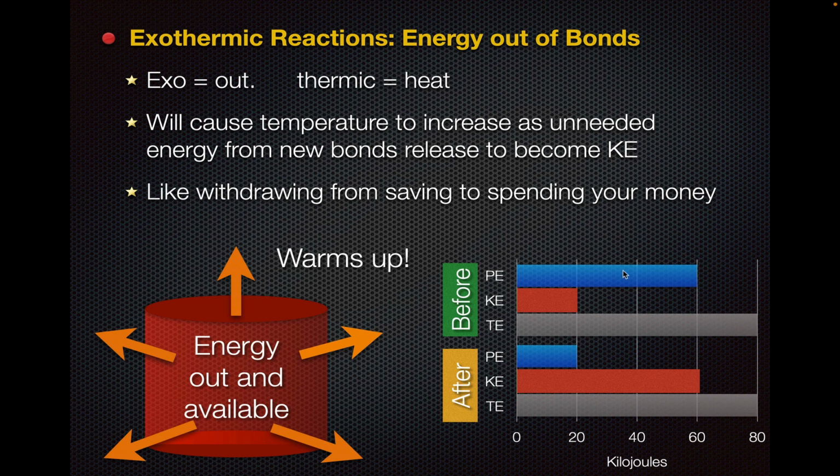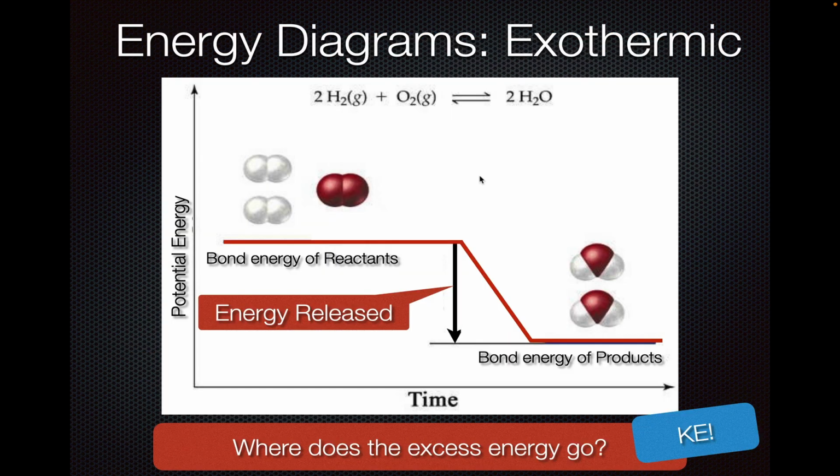We notice how our potential energy and our kinetic energy are opposites here. Not surprisingly, our energy diagram would be opposite also for exothermic. So in this case, if you start with the hydrogen and oxygen and they turn into water, they're going to release energy. And when they release energy, it's going to warm up.